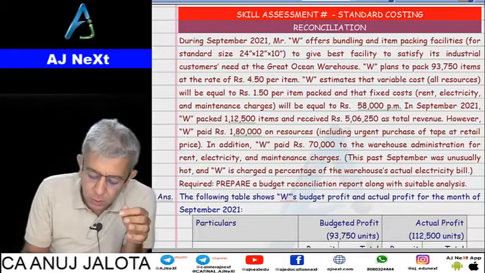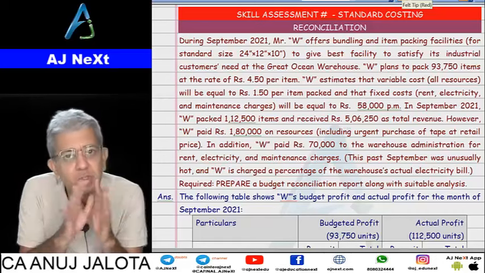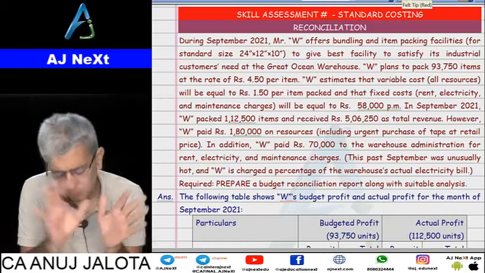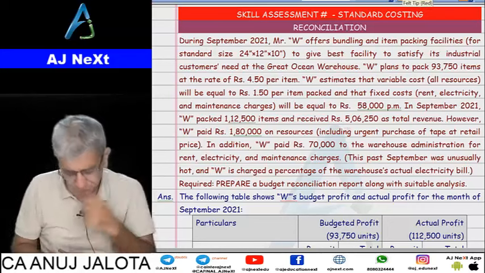Now, this question is only about trying to prepare a reconciliation statement, nothing else. It's a simple, straightforward question. The data is given to you. You just compute the variance. Maximum at 2 or 3 places, we have to do something.